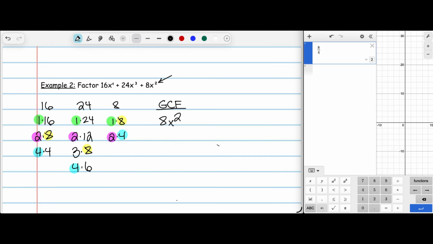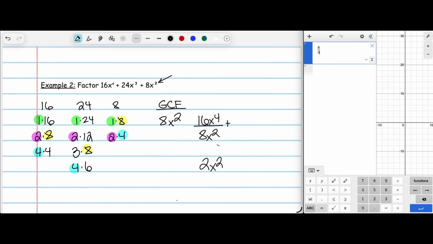First thing we're going to do is 16x^4 divided by 8x squared. So 16 divided by 8 is 2. And then I can take 2 x's from the 4, so that's going to give me x squared left.